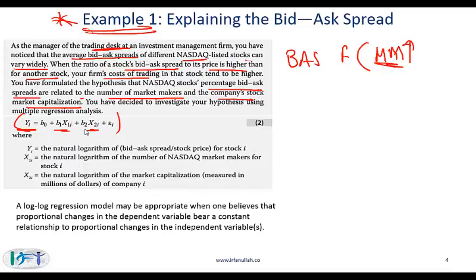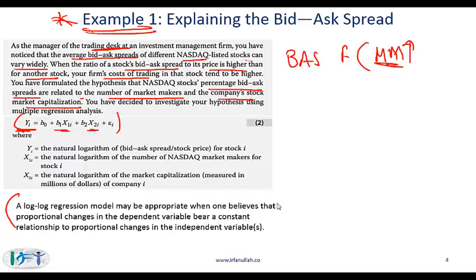Now, if you just think about this, do you think we'll have to do some transformations? Because market cap is in millions, billions of dollars. The number of market makers is 5, 6, 7, 8. So clearly just purely taking the actual numbers would not make any sense. We need to do some transformations. And one of the most common transformations we do is a natural log. So we take the natural log of numbers.